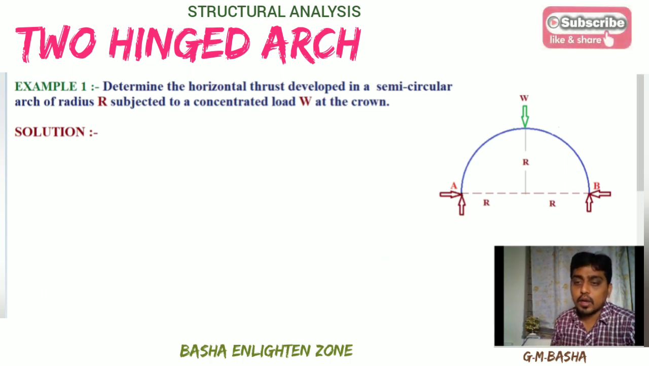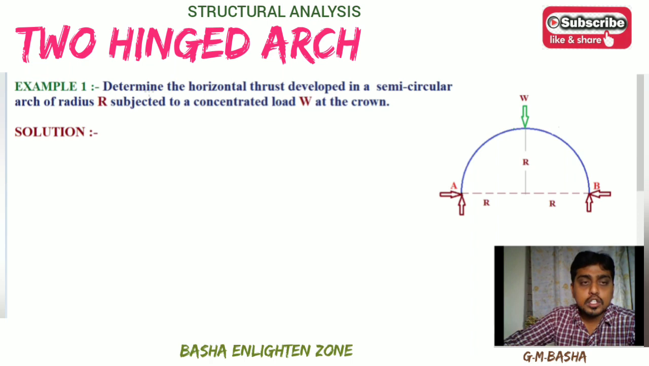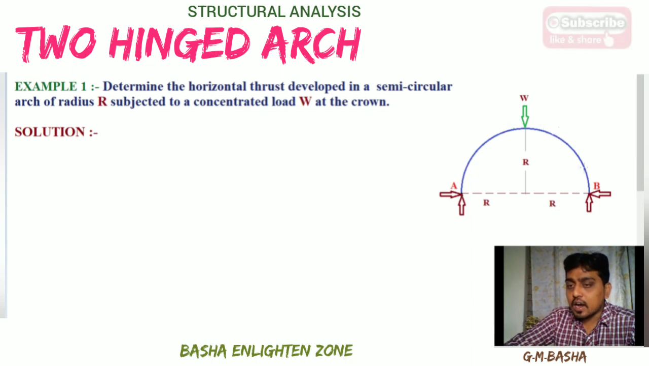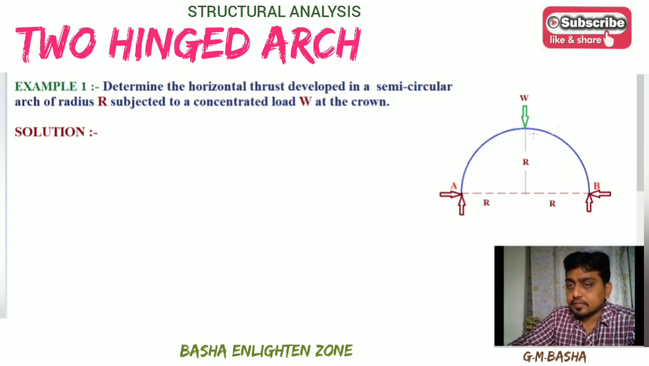In this lecture, I would like to explain another topic based on the two hinged arches. That is example 1. Determine the horizontal thrust developed in a semicircular arch of radius r subjected to a concentrated load W at the crown. See here, this is a two hinged arch. Both abutments will have hinged supports at A and B. At the same time, there will be a concentrated load applied at the crown, which is at C.